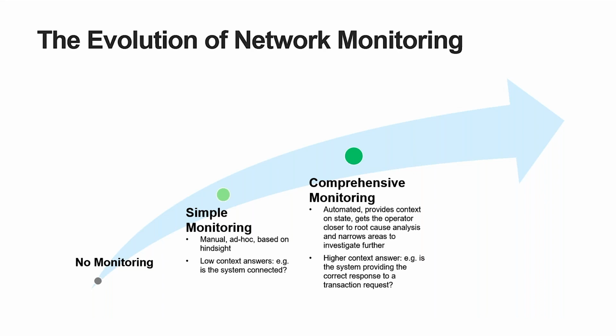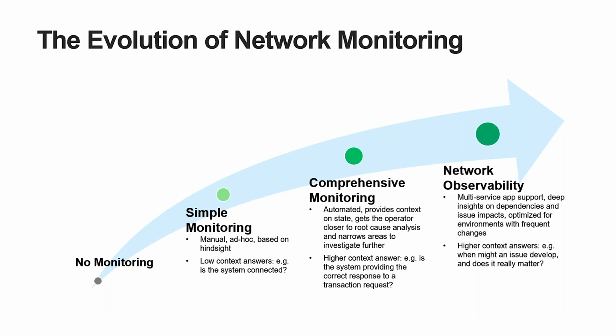And finally, we build up to our topic of today, network observability. And this gets far more complex. Multi-service app support, we're looking at dependencies, we're looking at all different kinds of data. We're also optimizing it for that ephemeral environment that's always changing and growing as we add more services, as we add more clouds and so forth. And the quality of the questions, once again, goes a level deeper. When can an issue develop?